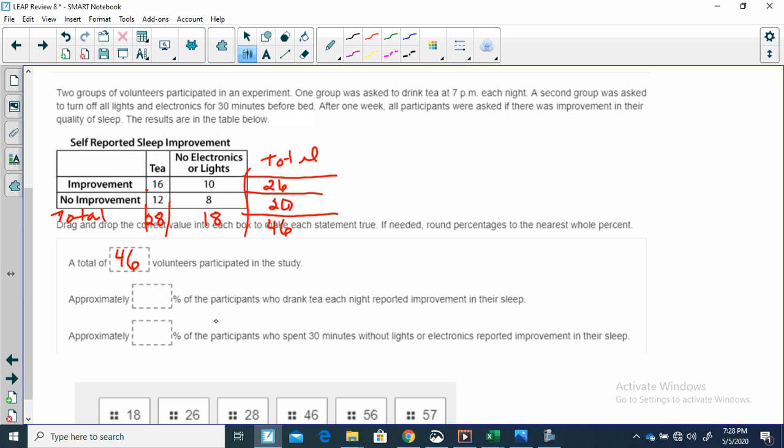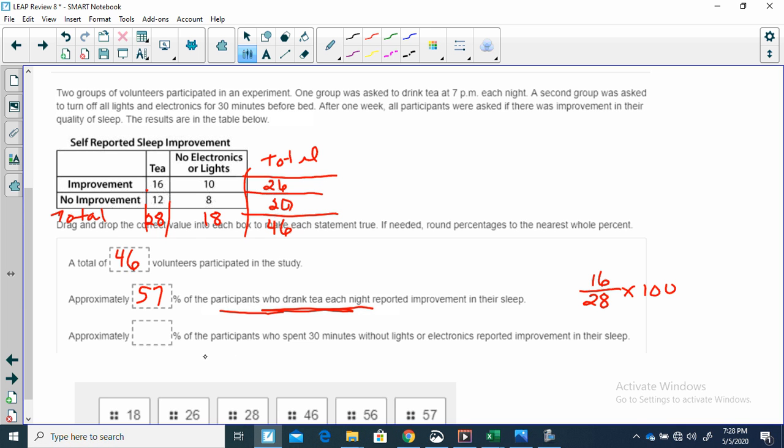Approximately what percent of the participants who drank tea each night? What percent of the tea drinkers? That means out of the 28. What percent of the 28 reported improvement in their sleep? Improvement, that would be 16 of the 28, okay? So we would divide 16 by 28 and multiply by 100. 16 divided by 28 times 100 will give you about 57%. Say about 57% who drank tea, that's just of those who drank tea, saw improvement, right?